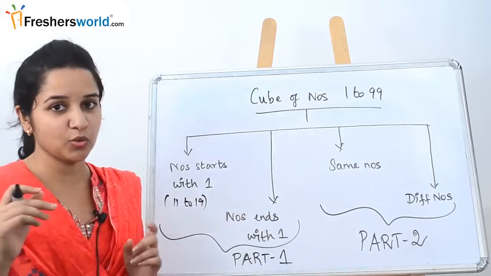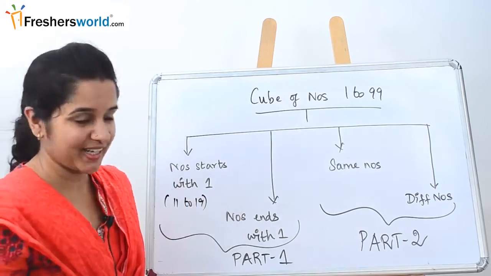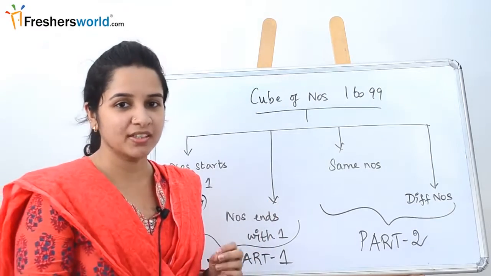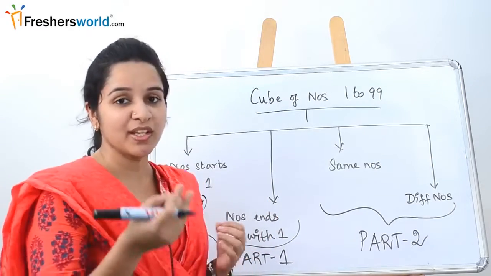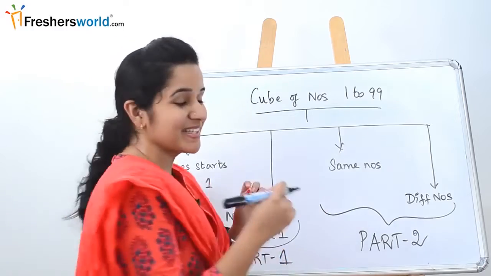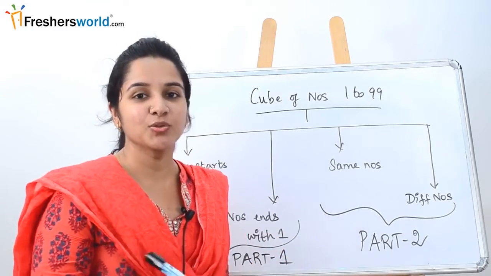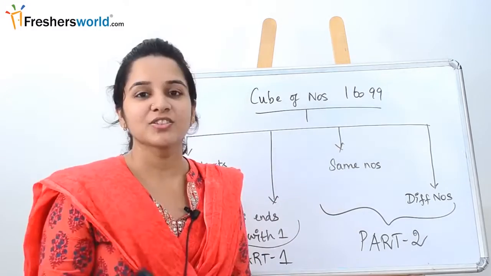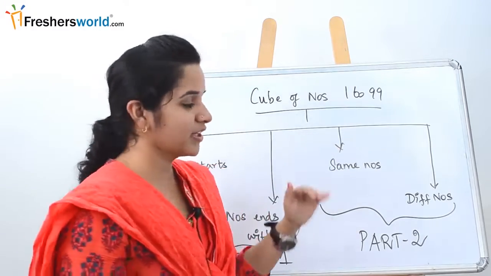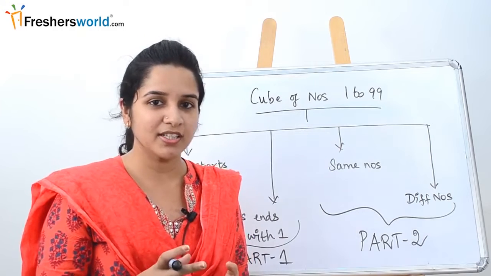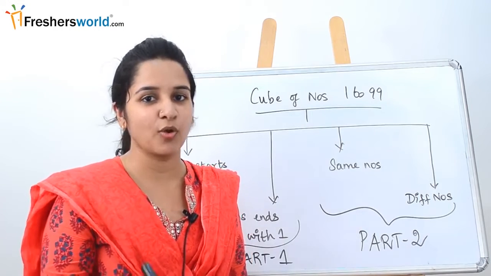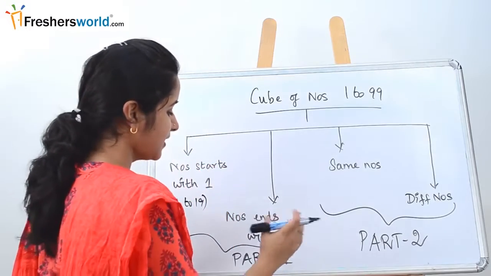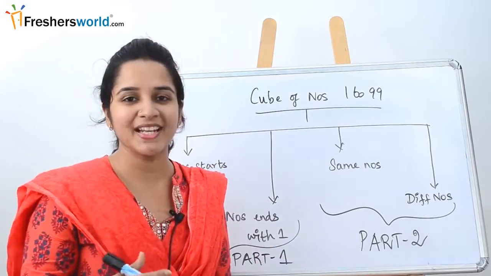the numbers that are starting with 1 from 1 to 99. Similarly, numbers that end with 1, for example 21, 31, 41, and the ways in which we can solve them. Next are the same numbers, which is nothing but 22, 33, 44; those are the kind of numbers we are talking about in same numbers. The last thing that we are going to see is the different numbers. The category that falls under this is, for example, 23, 42, 83. So this has been split into 2 in order for you to understand it much better.